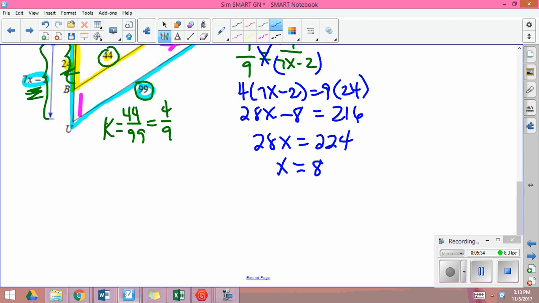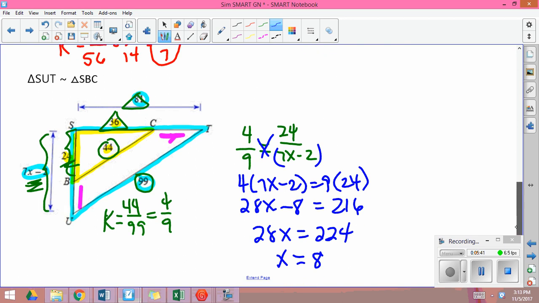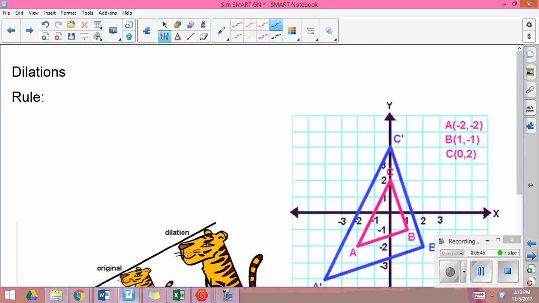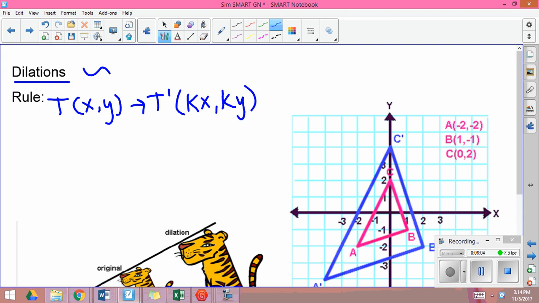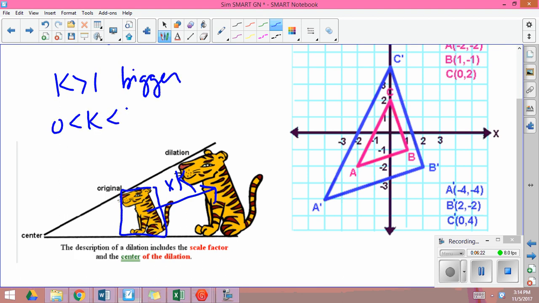So let's look at one more example here. We're going to look at our last transformation, which is a dilation. And this is the one that will create similar figures. So we're going to take our x and our y, and we're going to make our new coordinates by multiplying each coordinate by our scale factor. So I'm going to take my original figure and blow it up by multiplying by k. If k is greater than 1, my figure gets bigger. If k is between 0 and 1, my figure gets smaller. We never have k's that are negative.